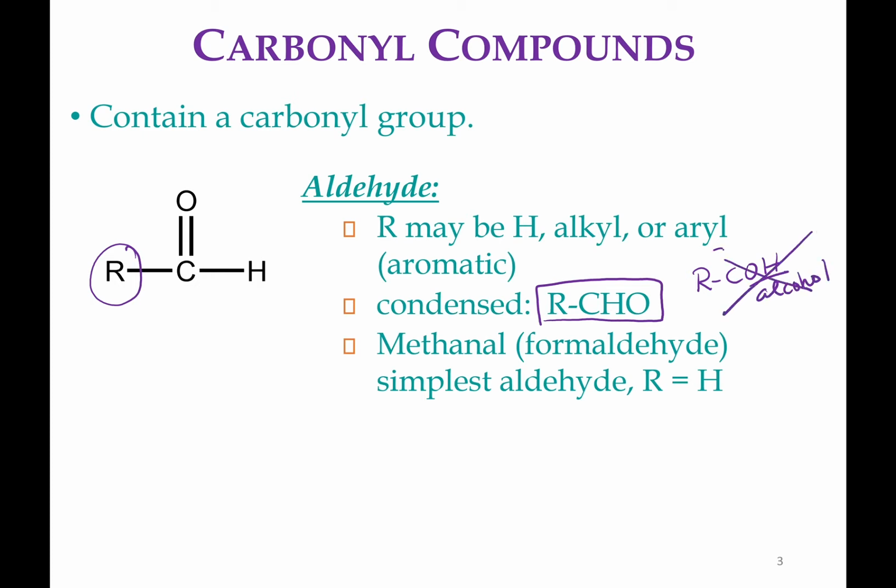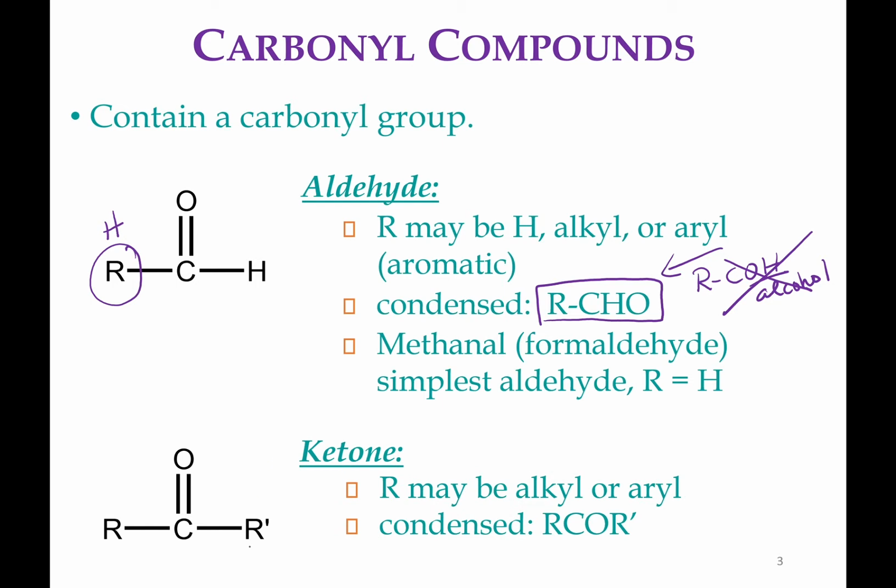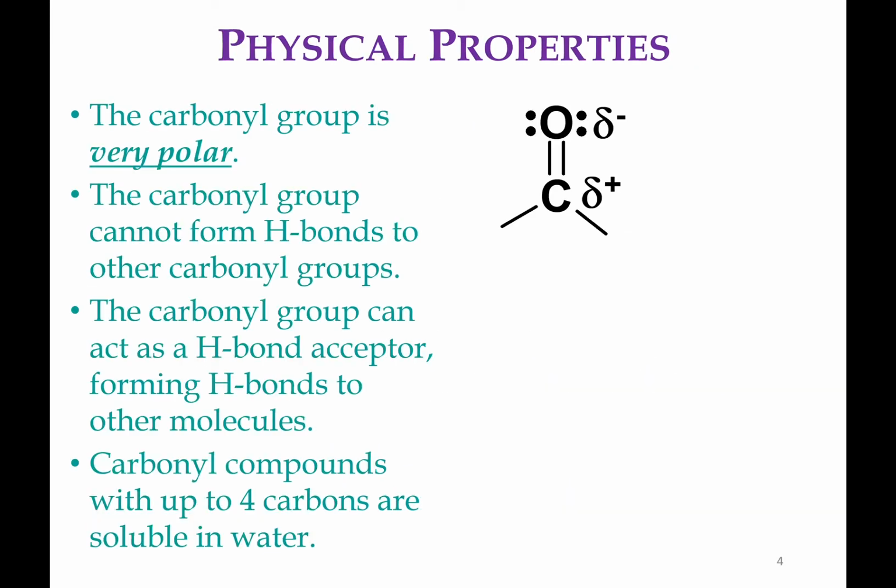So we write RCHO. Methanal, which is formaldehyde, is the simplest one, and that would be where this is a hydrogen. This is our ketone. So we have two R groups here. And the R group can be alkyl or it can be aryl, but it can't be hydrogen. When you write it condensed, you can write it just like this with the oxygen in the middle between the two R groups in that carbon, and we will know it's a carbonyl because of how many bonds there are to that particular carbon.